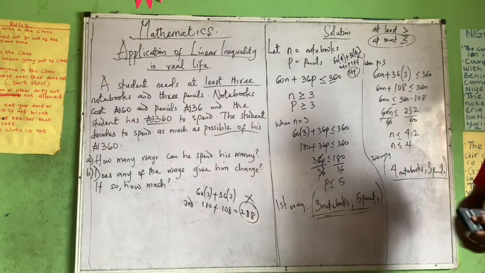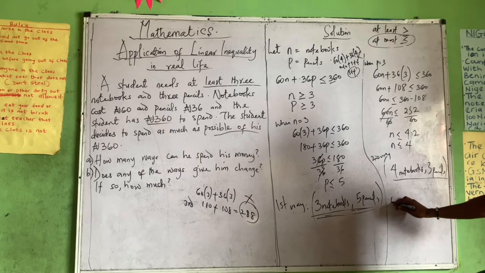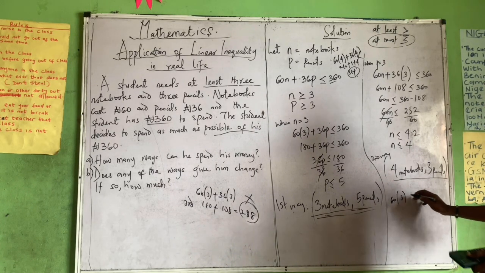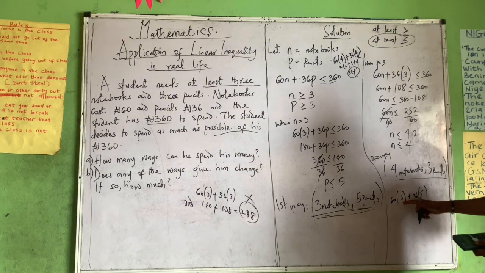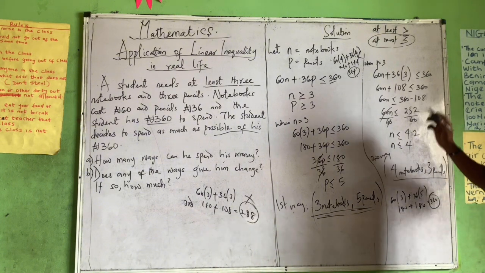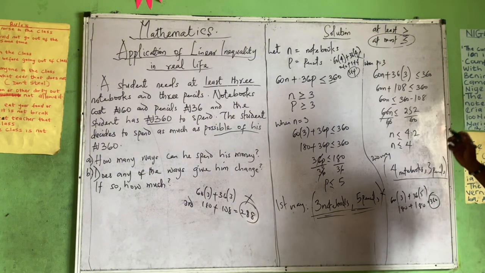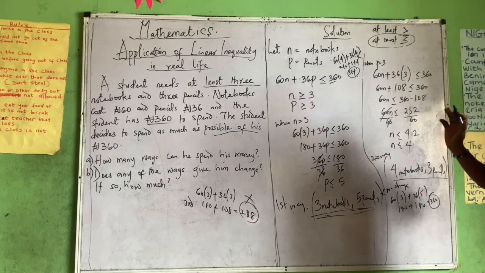Now, the second question says, does any of the ways give him change? Let's see this way. Does this give him change? 60 open bracket 3, that's notebooks 3, plus 36 open bracket 5. 60 times 3 is 180, plus 36 times 5 is 180. So this will give us the exact amount that he has. So this is not going to give him change. No change for this. He's not going to collect any change because he has 360.